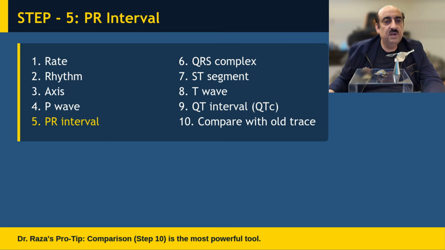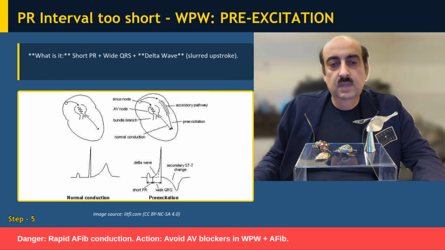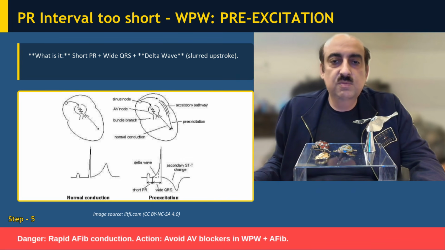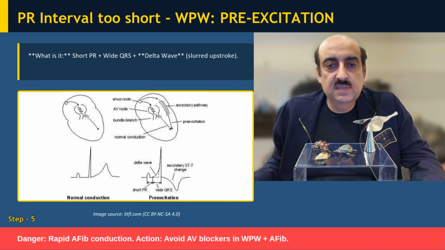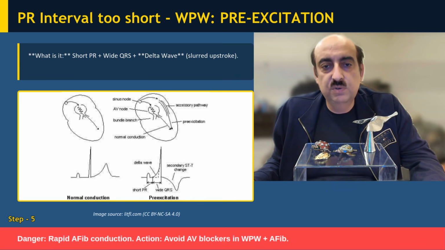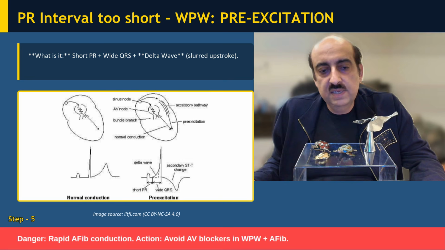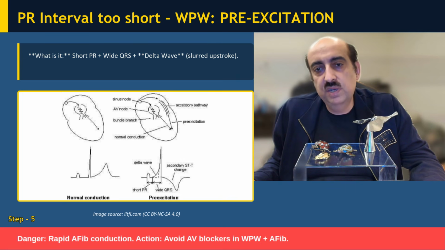So step number 5 out of the 10-step interpretation of ECG is the PR interval. Okay, so let's look at the short PR interval. If it's too short, like less than 3 small squares, the classic example is Wolff-Parkinson-White syndrome, which is a pre-excitation. So what does it mean? There is an accessory pathway along with the standard SA node to AV nodal pathway, and due to that accessory pathway, there is an extra electrical connection between atria and ventricles which bypasses the AV node entirely. This is called Wolff-Parkinson-White syndrome.